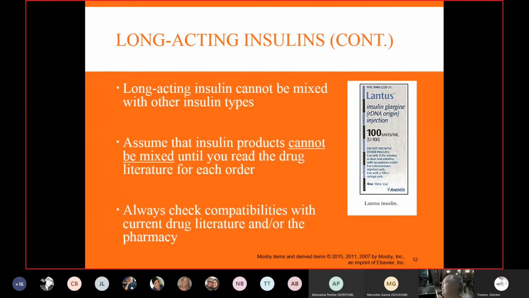Again, you cannot mix long actings, and always assume that an insulin cannot be mixed unless you read otherwise, and make sure you're checking compatibility, because not all insulins can be mixed together. So glargine and detemir are clear products. They don't really have a peak. They give a steady release of insulin for 24 to 26 hours, and they are known more commonly as basal long-acting insulins.